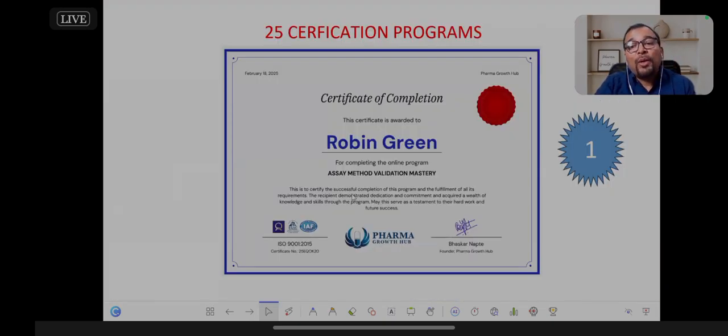Now there are 25 certifications available as a part of this entire program. 31 programs, but out of the 31 programs, 25 programs have the certifications, and you can see the certifications have the ISO logo, and they also have the ISO certification number. So this is going to be a valid certification worldwide. I hope you understand the importance of this certificate. This is going to be valid with the certification of ISO number.